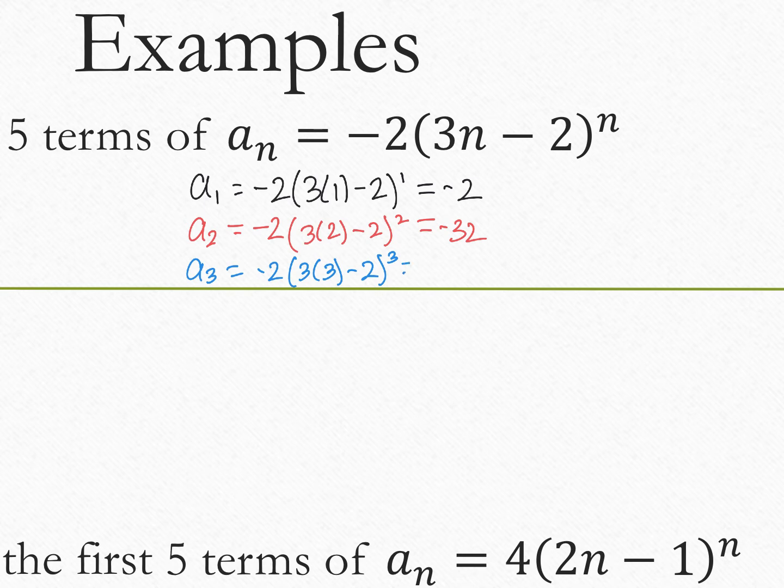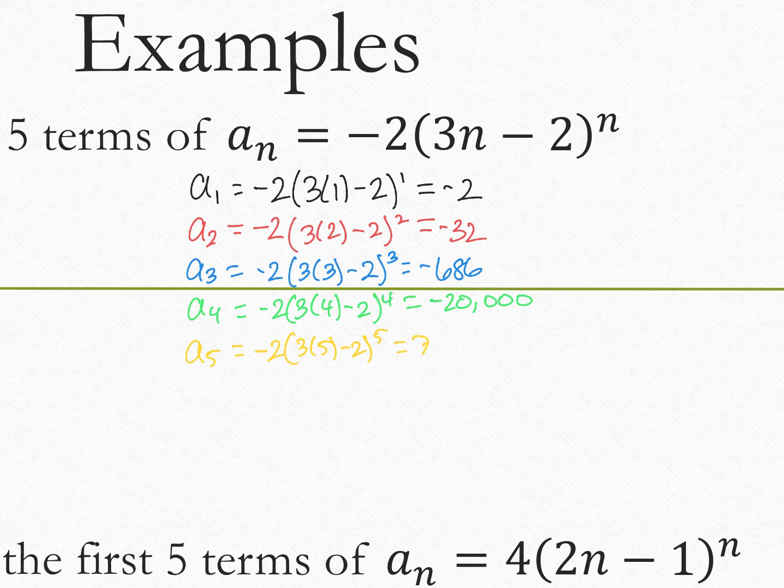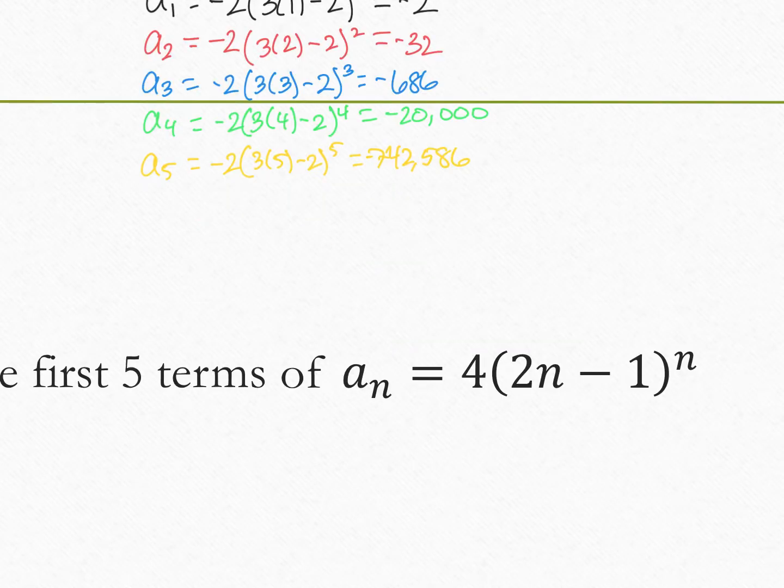The third term does end up giving us -686. The fourth term, -20,000. And the fifth term, 742,000, -586. That's it. Take a minute or two and try this example, you try.